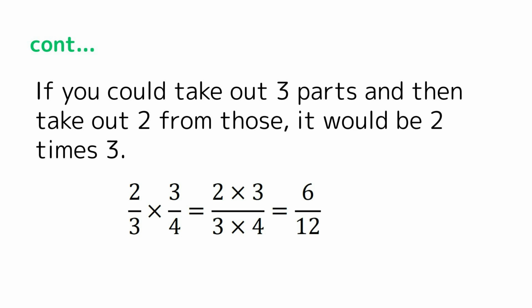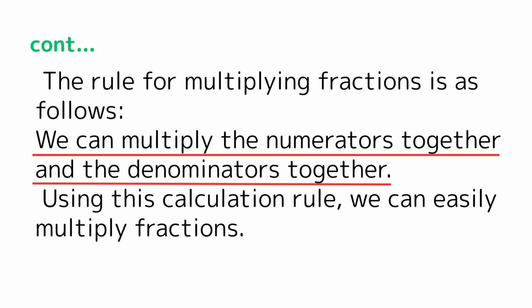If you could take out 3 parts and then take out 2 from those, it would be 2 times 3. The calculation formula in that case is 2/3 times 3/4 equals (2 times 3)/(3 times 4) equals 6/12. For these reasons, the rule for multiplying fractions is as follows. We can multiply the numerators together and the denominators together. Using this calculation rule, we can easily calculate it.